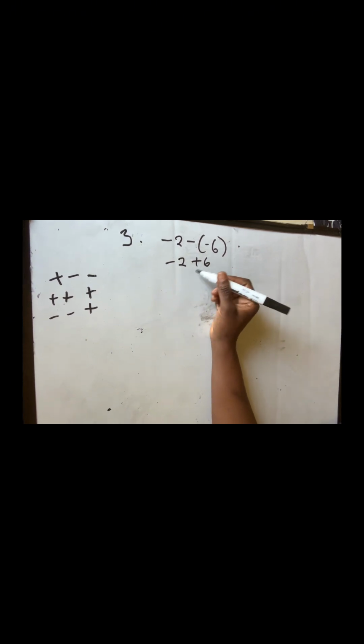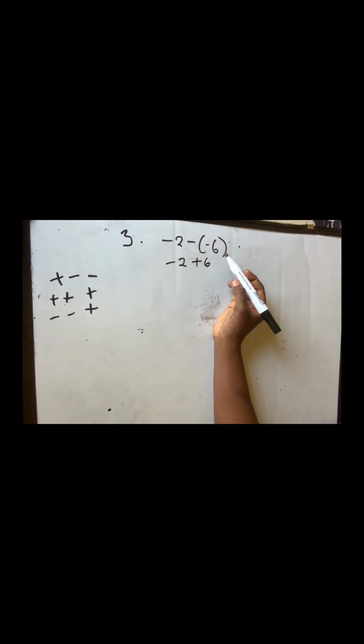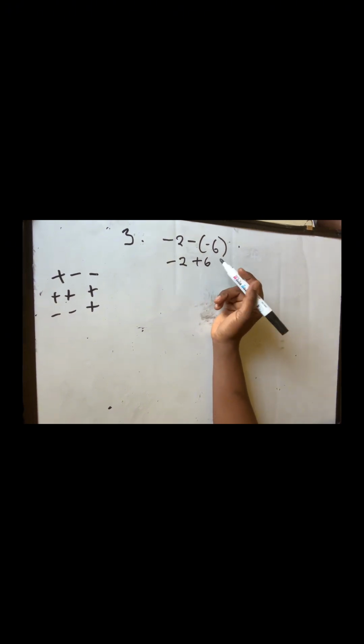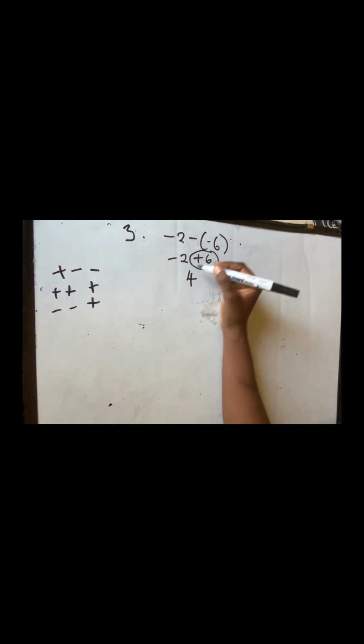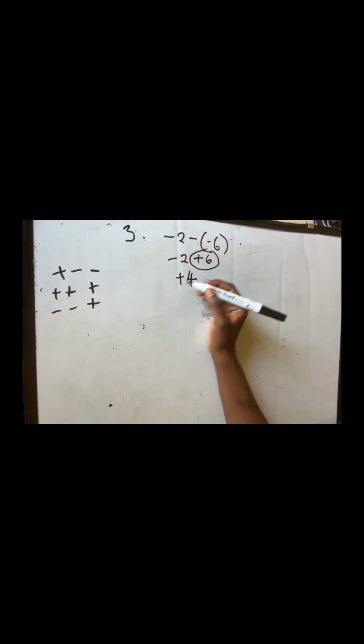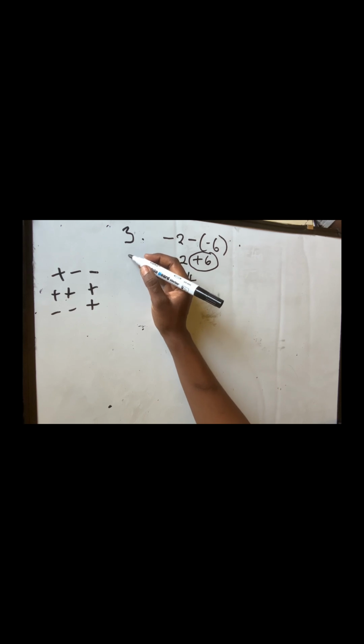Okay, when you are adding two numbers with different signs, we subtract the two numbers and take the sign of the bigger number. So we say 6 minus 2 is 4. Then what is the sign of the bigger number? The bigger number is 6, and 6 is positive. So the answer will be positive 4. So the answer for question 3 is B. Question 3 is B. Okay. Then we move on to question 4.